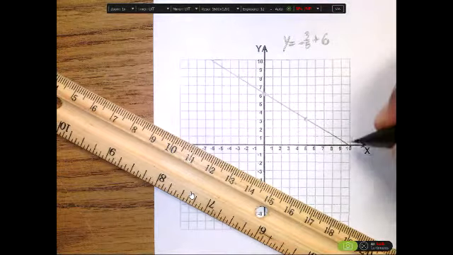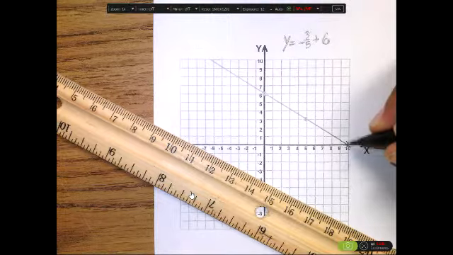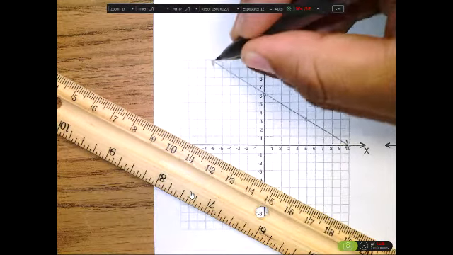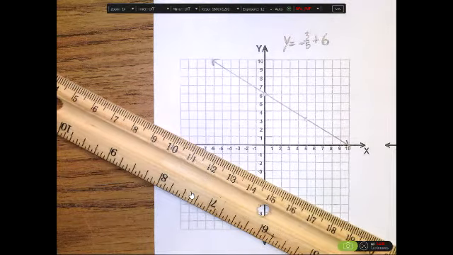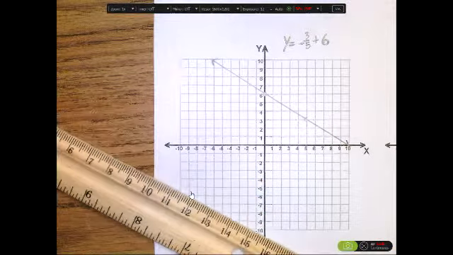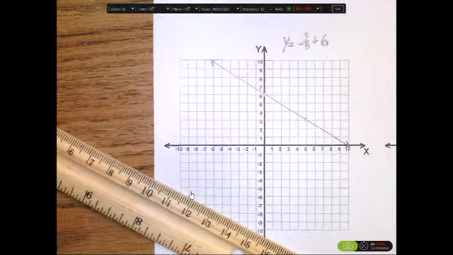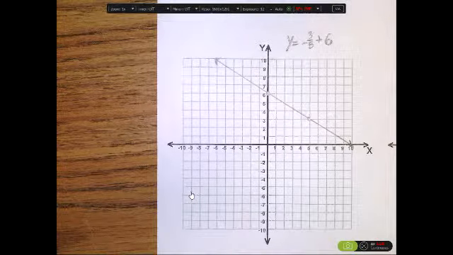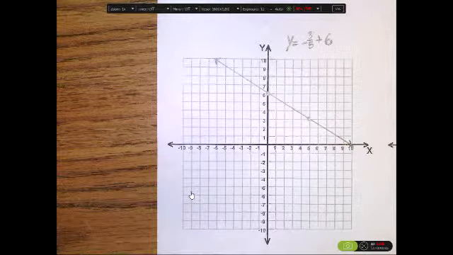Got to put our arrows on our graph, letting us know that this is a line. It goes on forever and ever. And not a ray, not a line segment or anything like it. Okay, and that is your line. You have graphed 2 linear equations. Pat yourself on the back. Breathe a sigh of relief. Notice that this was just as easy as you thought it would be, probably a little bit even easier.